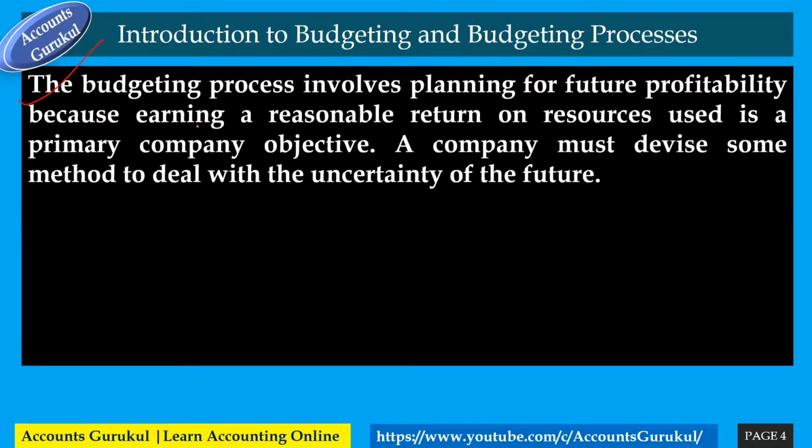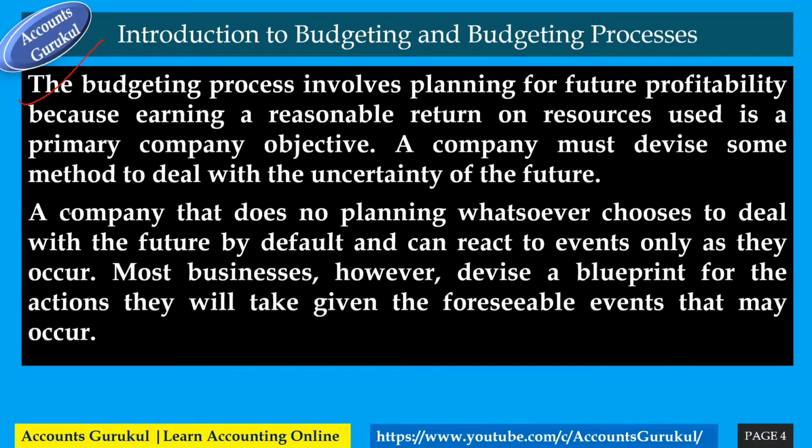The budgeting process involves planning for future profitability, because earning a reasonable return on resources used is a company's primary objective. A company must devise some method to deal with the uncertainty of the future. A company that does no planning whatsoever deals with the future by default and can react to events only as they occur. Most businesses, however, devise a blueprint for the actions they will take given the foreseeable events that may occur. So the budget is going to help management see the future related to some predictables, where we are and how we are going to achieve that.